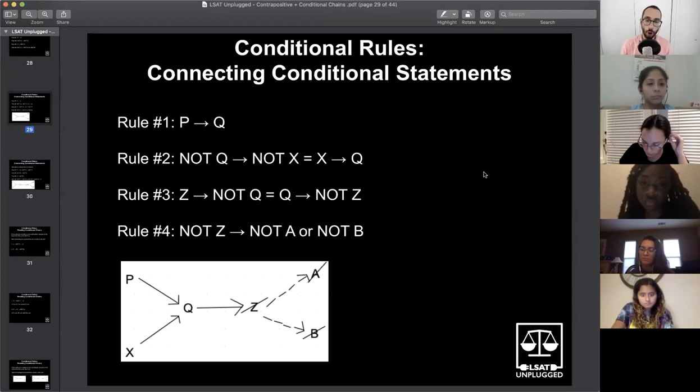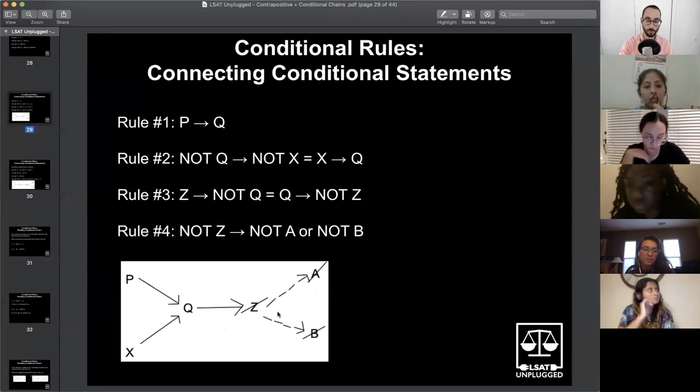I got a question regarding where are the ands and the ors. So I'd say there's an or here, P or X, then Q, that's an or. And then we also have not Z requires not A or not B. So in this layout, we don't have any ands. We only have ors. But since we have ors in this formulation, we will have and in the contrapositive. Since we have two ors in the original, as I'm laying it out, we will have two ands in the contrapositive.